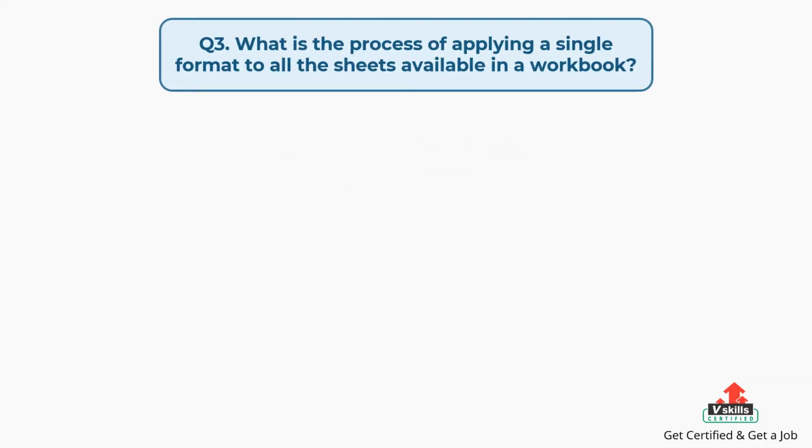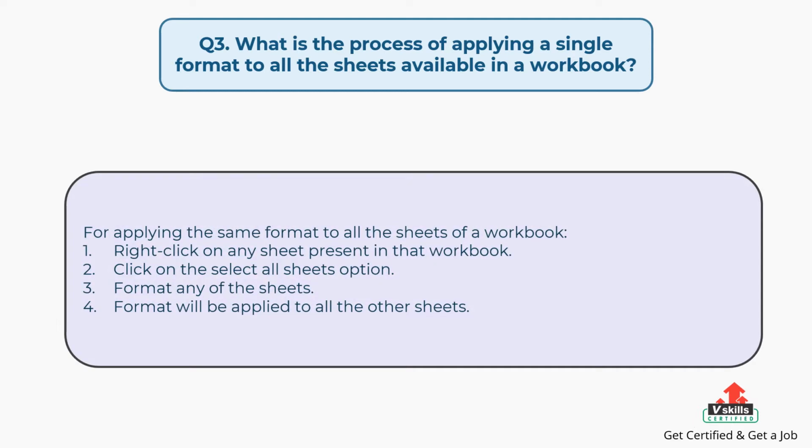Question number 3. What is the process of applying a single format to all the sheets available in a workbook? The answer is, for applying the same format to all the sheets of a workbook, follow the given process. Firstly, right-click on any sheet present in that workbook. Secondly, click on the Select All Sheets option. Thirdly, format any of the sheets. And then the format will be applied to all the other sheets.